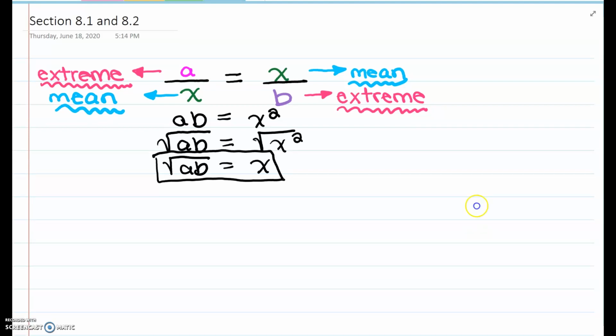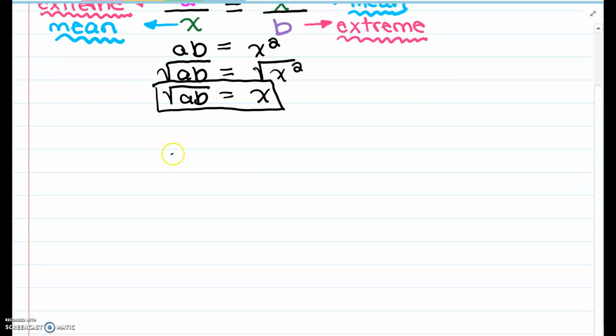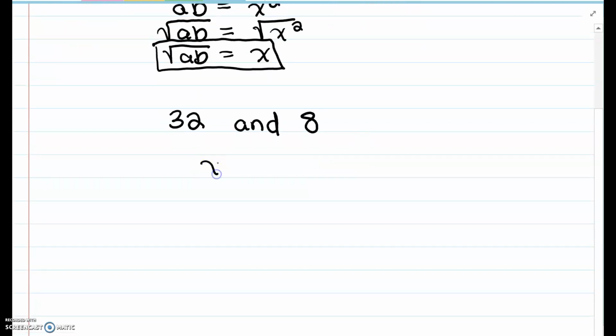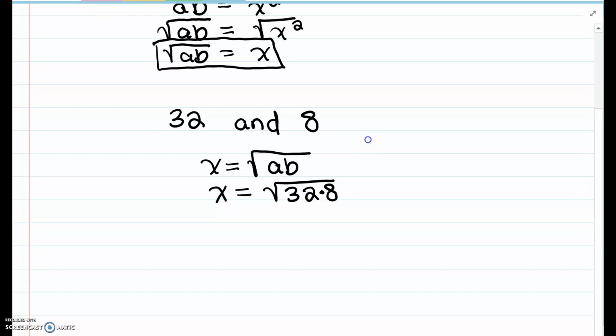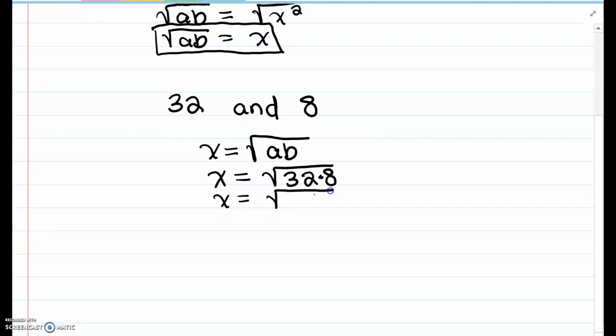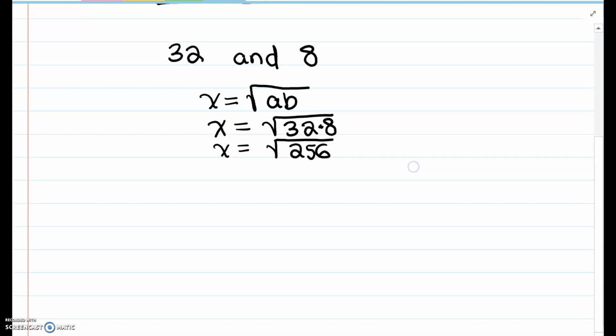Let us try another example. So let us find the geometric mean of 32 and 8. So we know that X equals square root of AB. So then we're just going to plug 32 and 8 for A and B. So we get X equals radical 32 times 8. And we'll get X equals radical 256. And the square root of 256 is 16. So 16 is the geometric mean of 32 and 8.